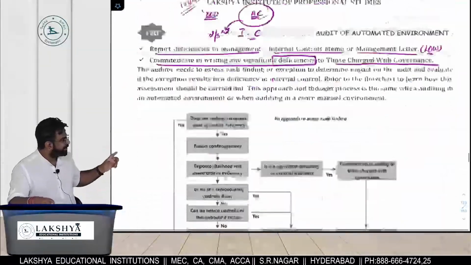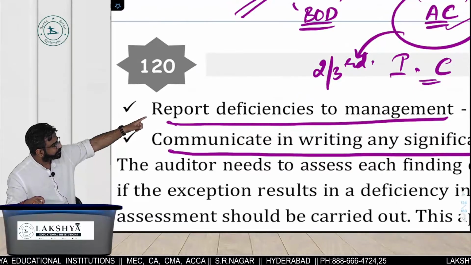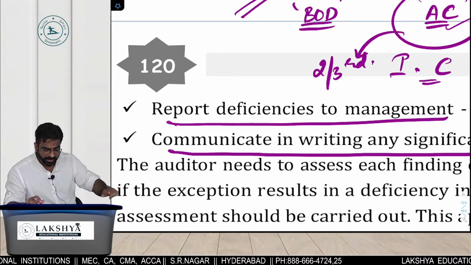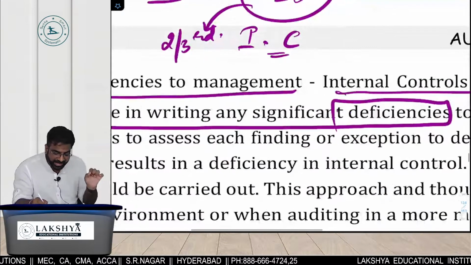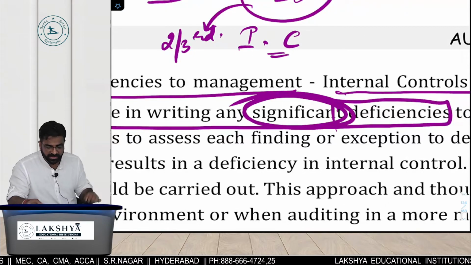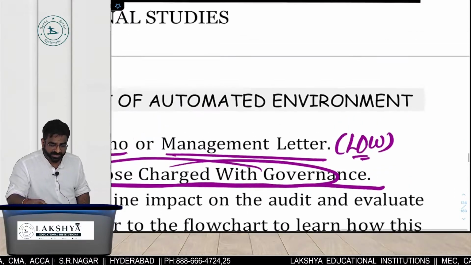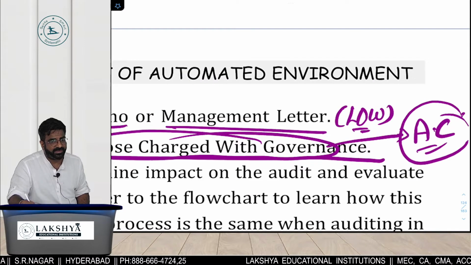Why am I telling you this? Try to understand this point number 3 and 4. Read point number 1. Report normal deficiencies to whom? Management. But below that, what is written? Communicate in writing any which deficiencies? Significant deficiencies. Only and only to whom? And in TCWG, what is the most important element? Audit committee. Which committee, everyone? Audit.